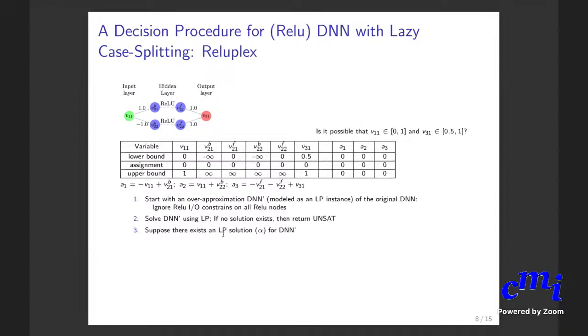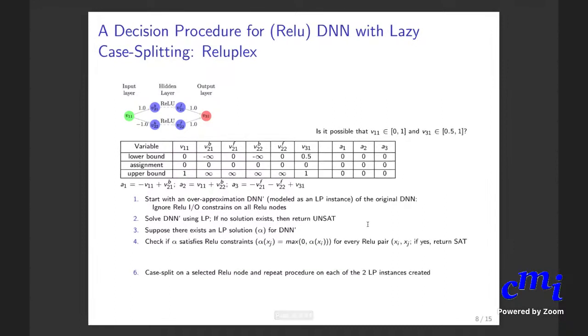And you solve this, invoke LP. If no solution exists, then you know that it is unsat. But if some solution exists, then you're not sure if that solution is an actual real solution. That you understand, no? Why? Because the ReLU constraint is abstracted. So you have to check that indeed the ReLU constraints are satisfied. Check if alpha satisfies the ReLU constraint.